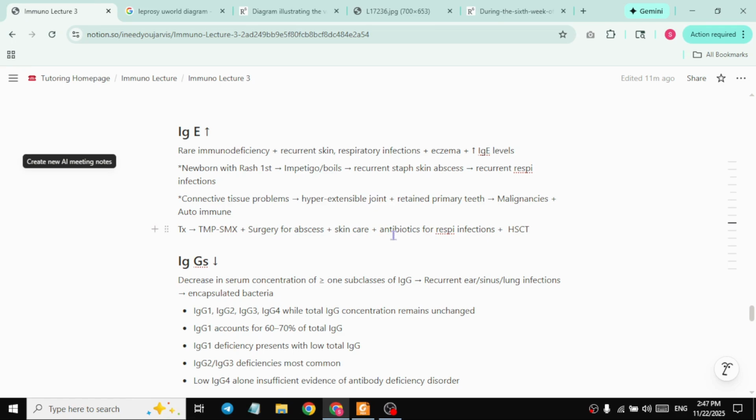Okay, give them antibiotics for respiratory infections. That's the main thing, right? It's just antibiotics over and over, right? Eventually, they will need the stem cell therapy. Okay, so that is Job syndrome.